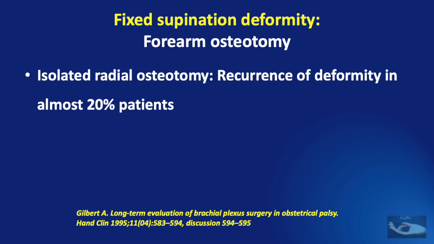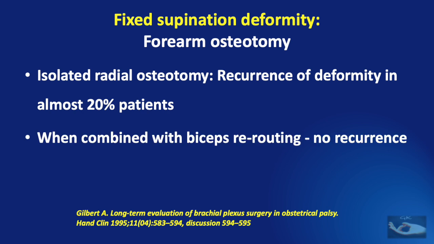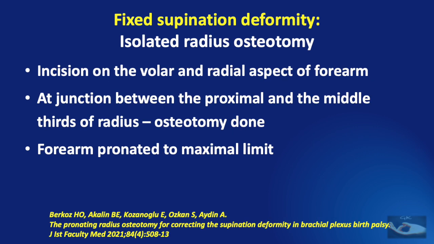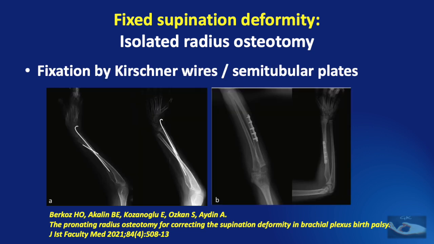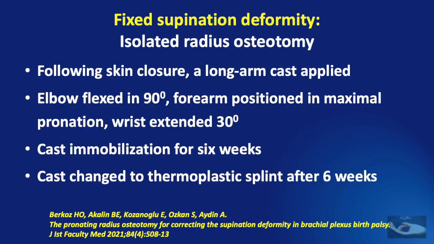After an isolated radial osteotomy, deformity recurs in 20% of patients. But when this osteotomy is combined with biceps rerouting, there is almost no recurrence. The procedure is done by making an incision on the volar and radial aspect of the forearm. At the junction between the proximal and the middle thirds of the radius, the osteotomy is done. The forearm is then pronated to the maximal limit. In the fully pronated position, fixation is done either with K-wires or semitubular plates. And following skin closure, a long arm cast is applied.